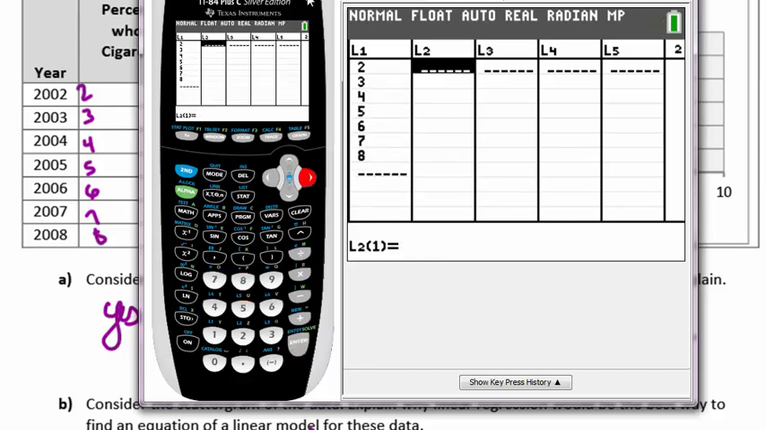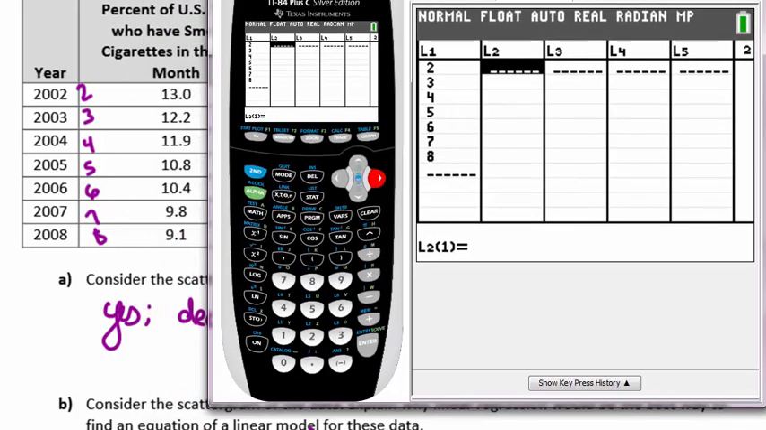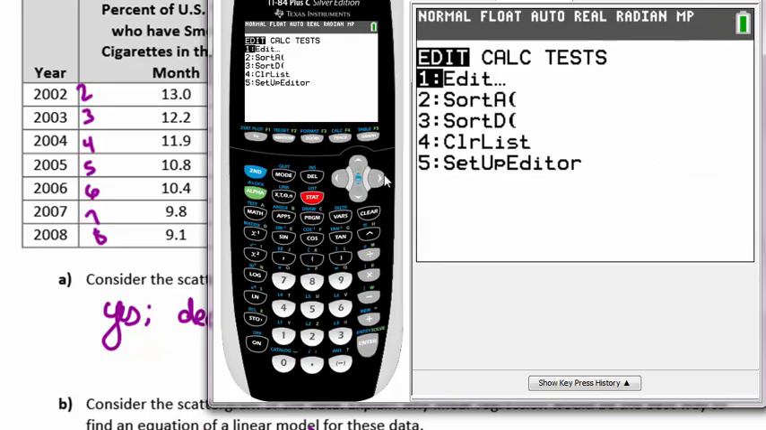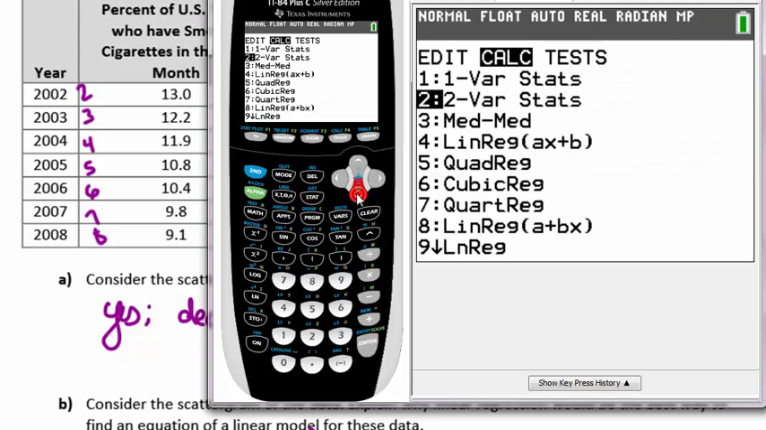In the second column, 13.0, 12.2, 11.9, 10.8, 10.4, 9.8, and 9.1. Once your data is in, you're ready to calculate your regression. So we're going to hit the Stat menu, go over to Calculate, and choose Linear Regression.